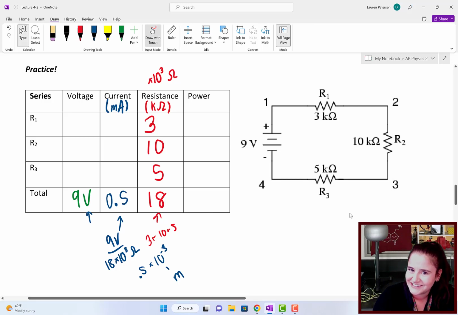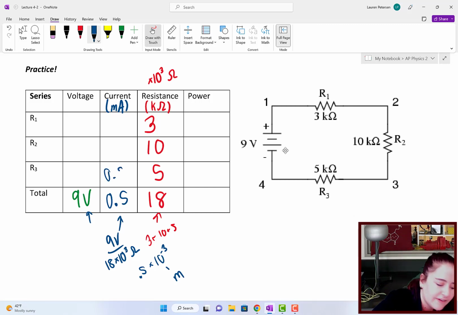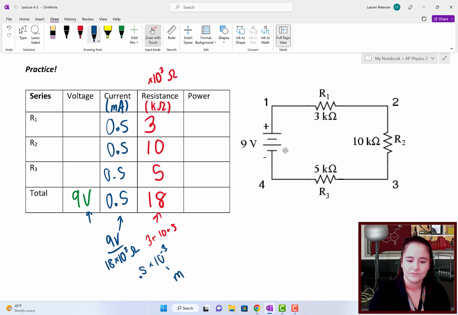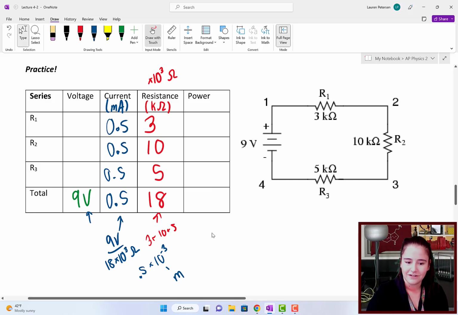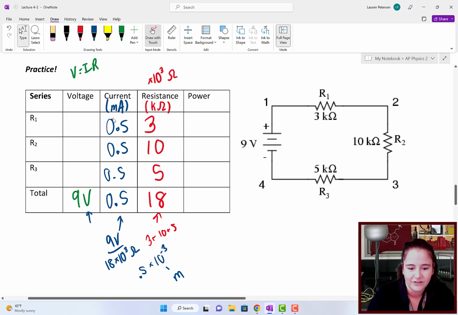So what's next? Well, it's a series circuit, so that current is going to be the same everywhere. There's nowhere else for it to go. So it's going to be 0.5 milliamps around every part of that circuit. Hopefully then you can see we can just use V equals IR to calculate that voltage.